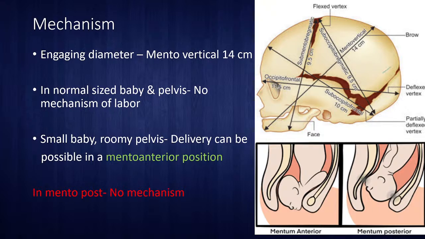If it is mento anterior and fetus is small, here you can see this is mento anterior. So, in that case small fetus, big pelvis, vaginal delivery can be possible, but if it is a mento posterior, always go for cesarean section.